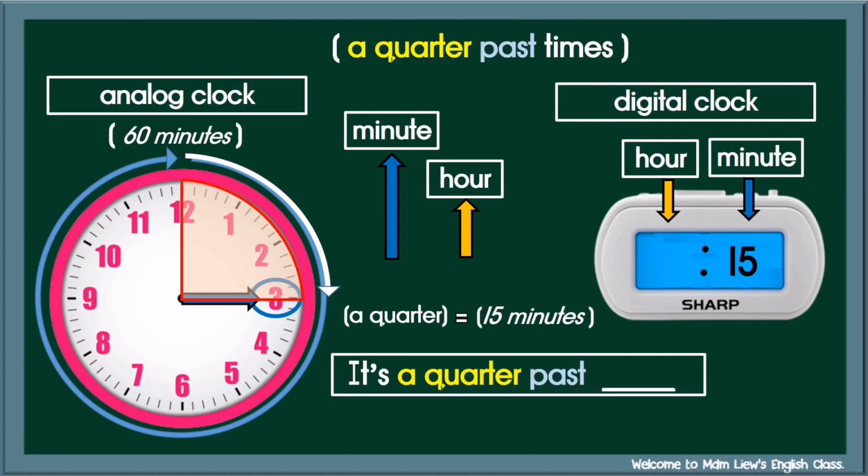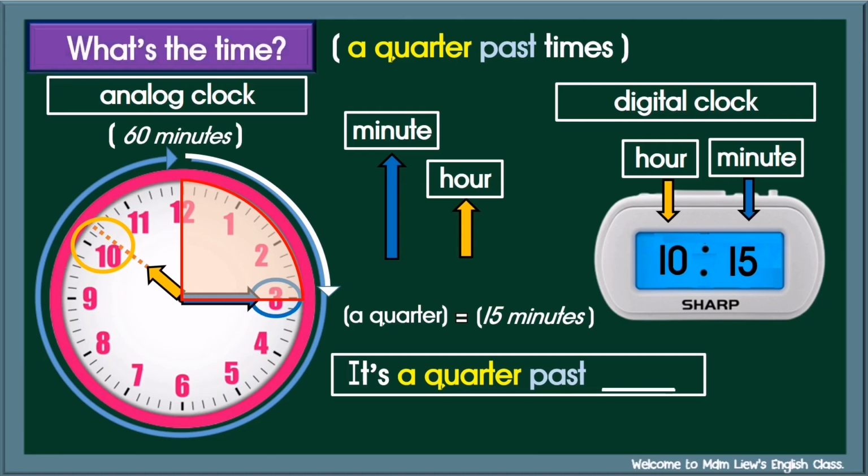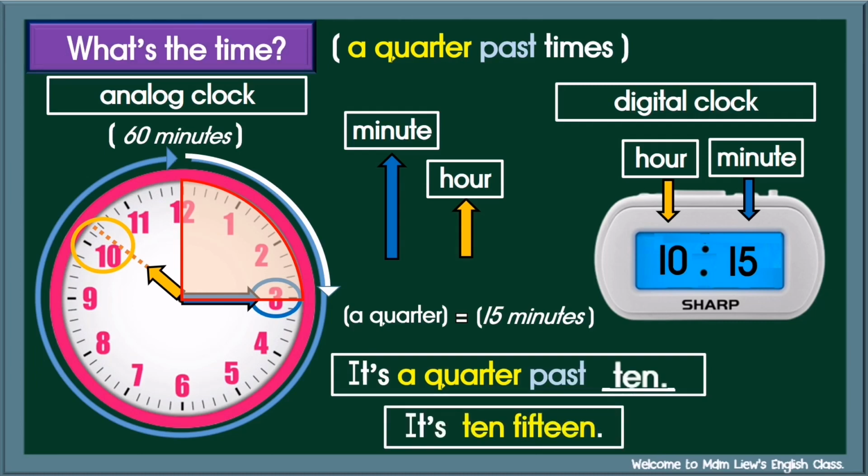Now, look at the hour hand. The hour hand has just gone past number 10. On the digital clock, it will show 10 hours. So, what's the time? We say it's a quarter past 10, or we can also say it's 10:15.